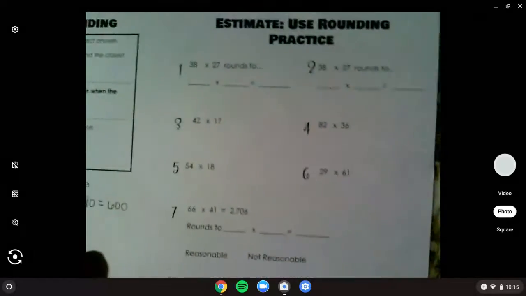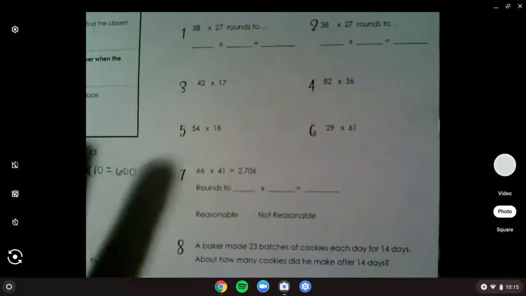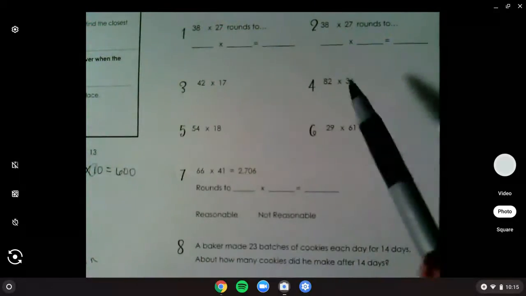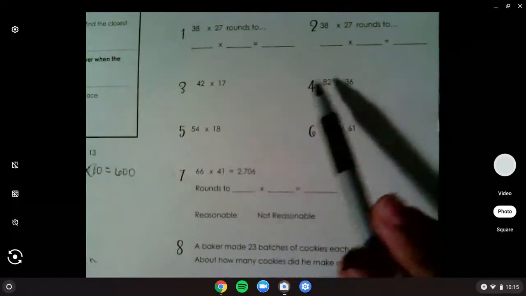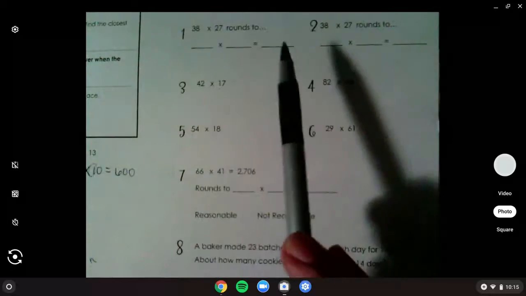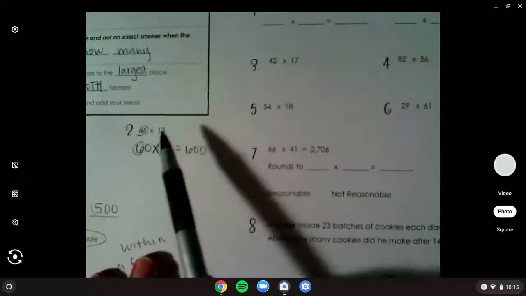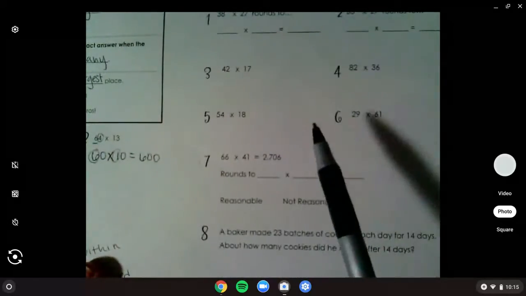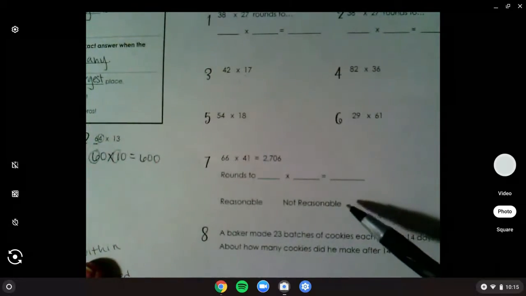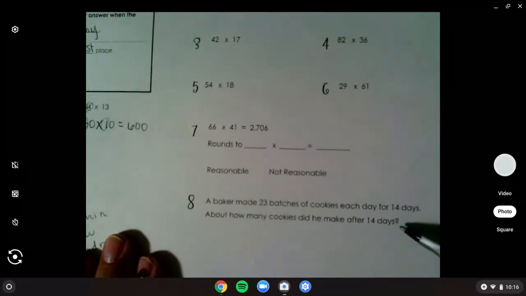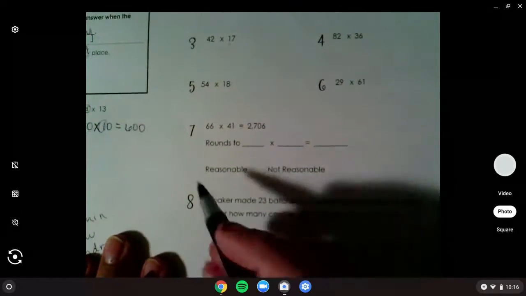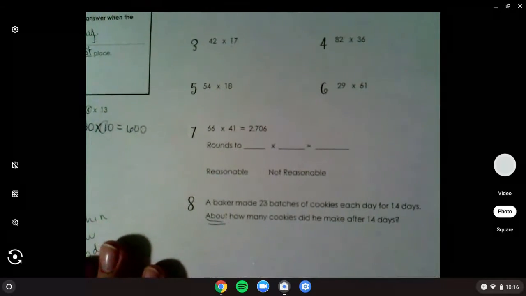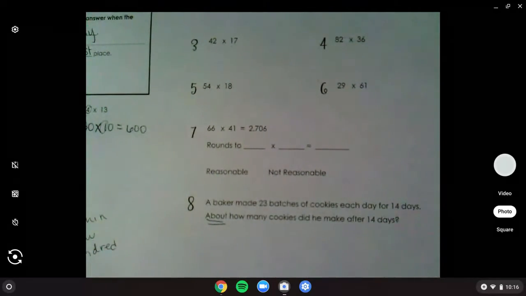So now what you're going to do is you're going to practice. You're going to go through and round and find estimates for all of these, even these ones. They don't tell you to round, but you're going to use your skills just like we did on number 2. Okay? And then decide if 7 is reasonable or not reasonable. And 8 is a word problem. Watch out for those tricky words that tell you what kind of math you need to do. Unpause the video when you're ready to check your answers.